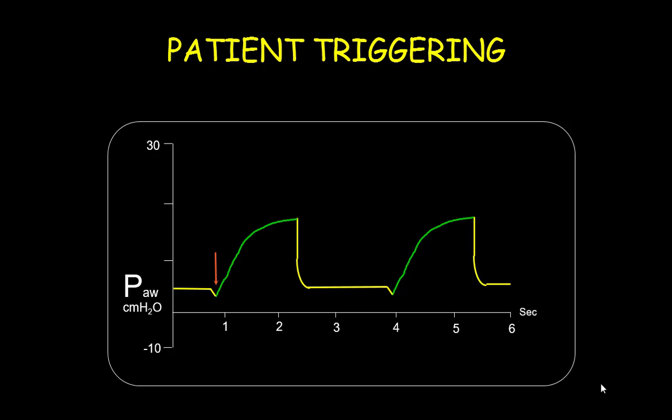Triggering can be seen by a negative spike from the baseline. The baseline corresponds to the peak. See, it's not starting from zero, it's starting from a certain level of pressure. So obviously some positive end expiratory pressure is going on.